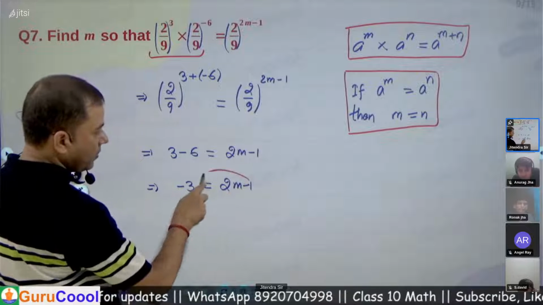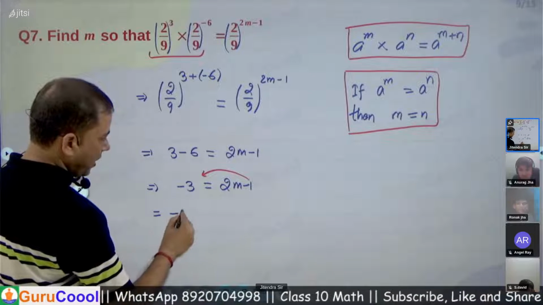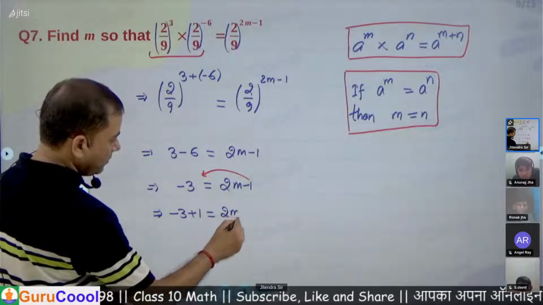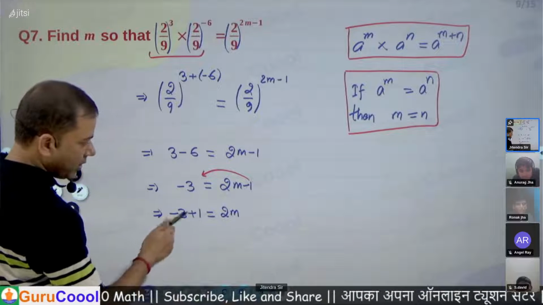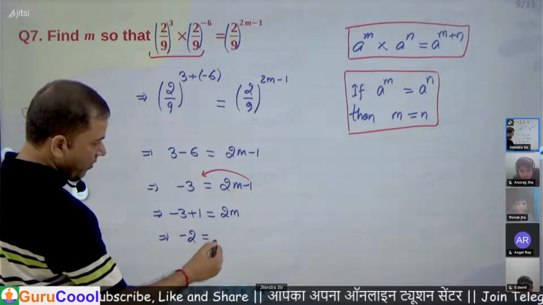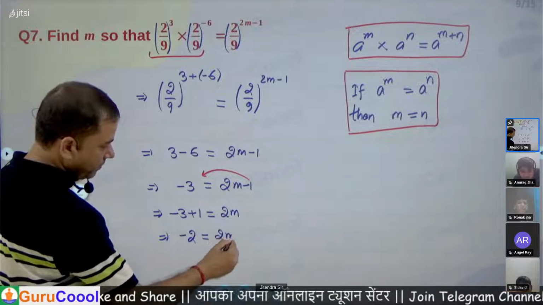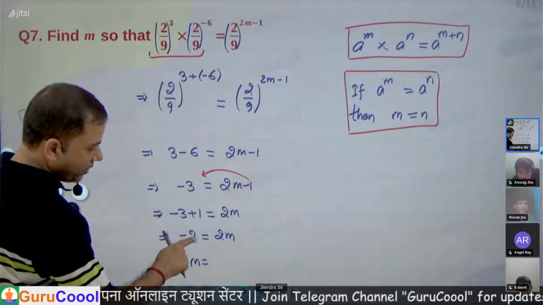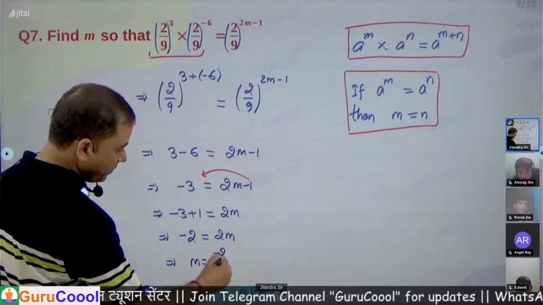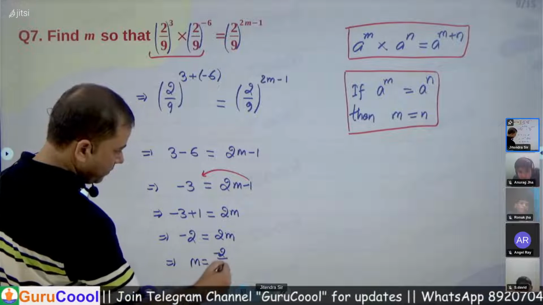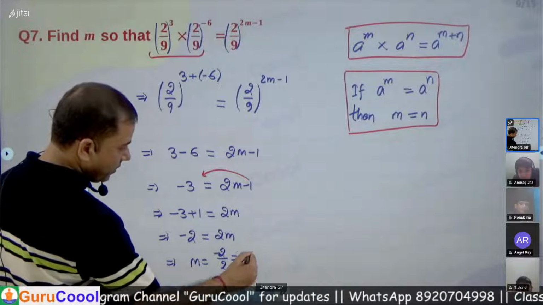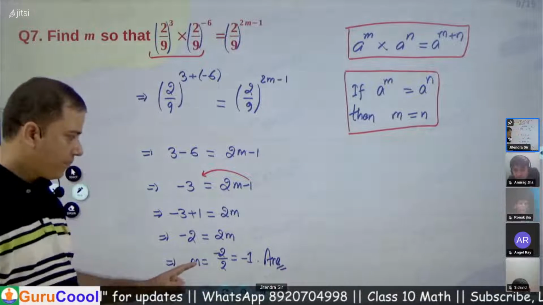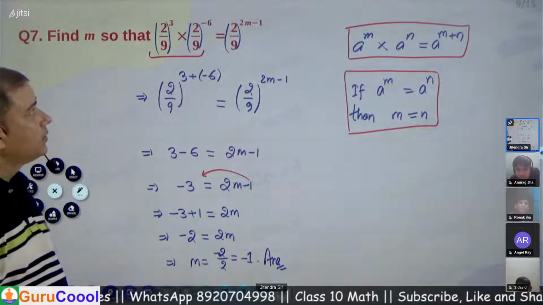Minus 1 will come on the left. Minus 3 plus 1 is equal to 2m. 1 minus 3 is minus 2. Minus 2 is equal to 2m. Now m is equal to minus 2 divided by 2. It's minus 1. So minus 1 is the value of m. Answer. Any doubt? Any question?